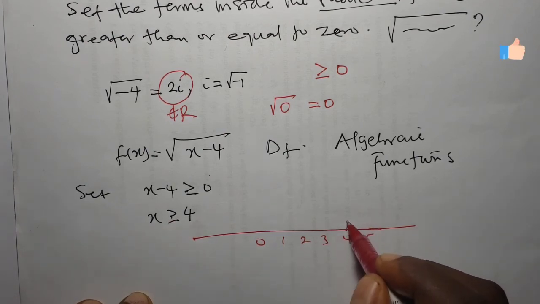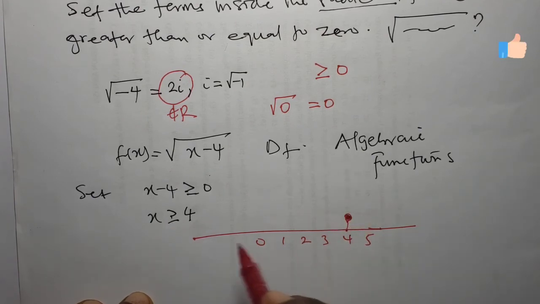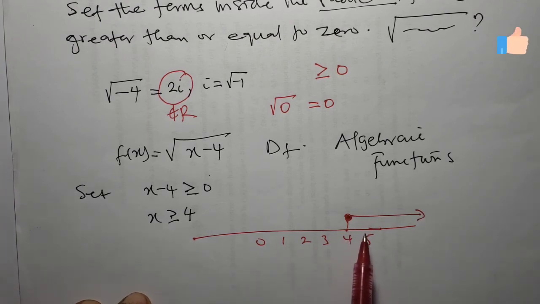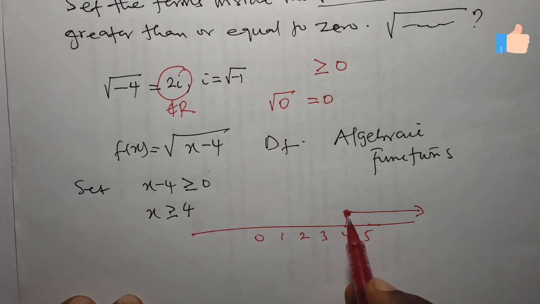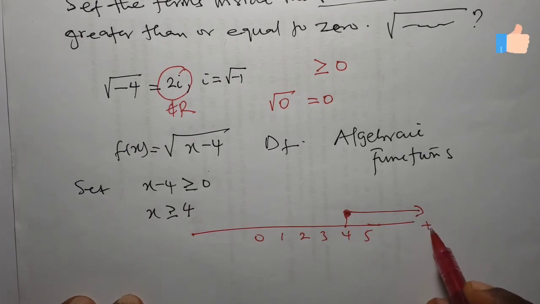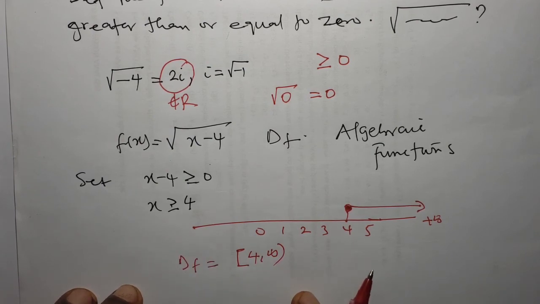We are here, this is 4, greater than or equal to 4, that is, 4 and to the right of 4. What this implies is that the domain of this function is the values from 4 to plus infinity. We write that as the interval from 4, closed, to infinity. And this becomes the domain of the function f.